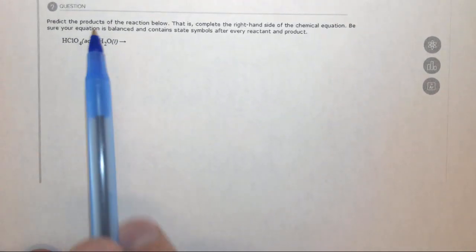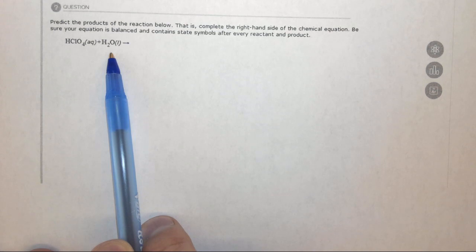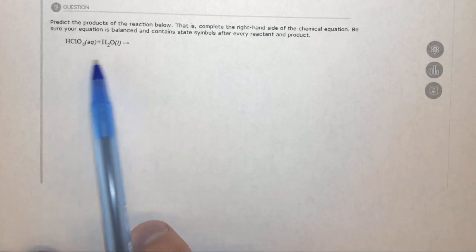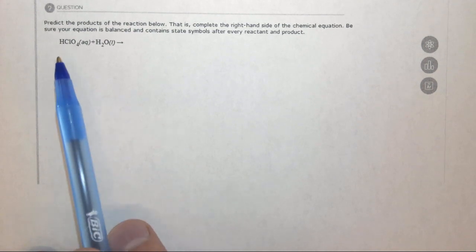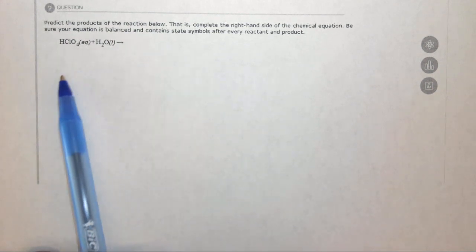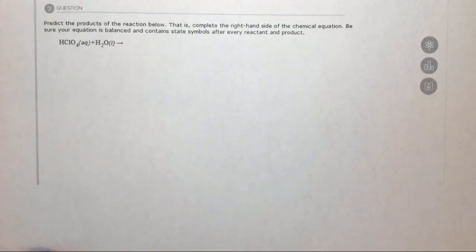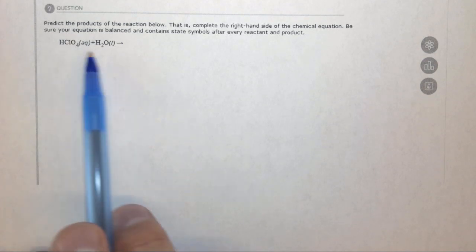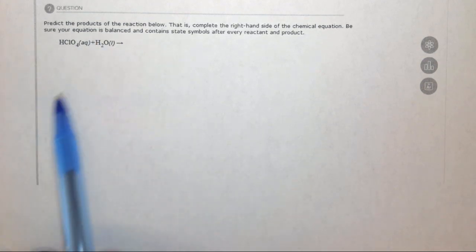In this question, we're asked to predict the product of a reaction between a strong acid, perchloric acid, and water, which will act as the base. And in several other videos on this playlist, you can see some examples of strong acids and weak acids interacting with water. In fact, this exact example is on an earlier video on this playlist.